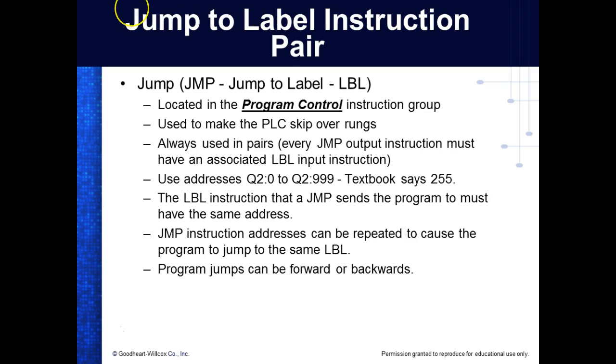That makes sense? Yeah, you can have 1,000 jumps. But every jump you put has to have an address you want to jump to, which is the label. Well, that's not necessarily. You might have 1,000 jumps jumping to the same label. You understand? So we can repeat the jump instruction, but we can't repeat the label instruction. Does that make sense?